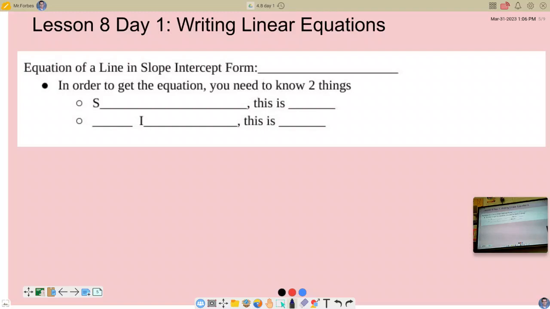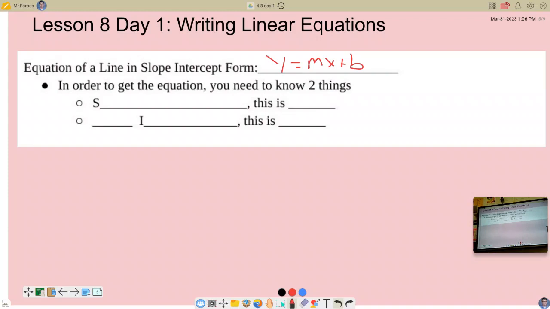Perfect. All right, so writing linear equations. Everyone ready to go? So, the equation of a line in slope-intercept form. All right, so y equals mx plus b. That's slope-intercept form. Okay, that's what our equation is going to look like.